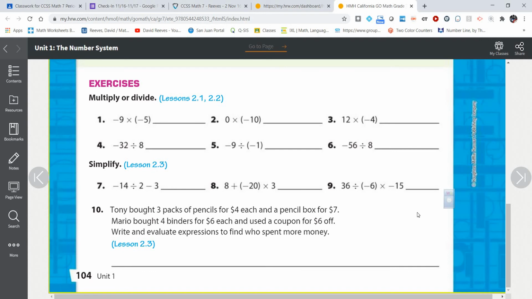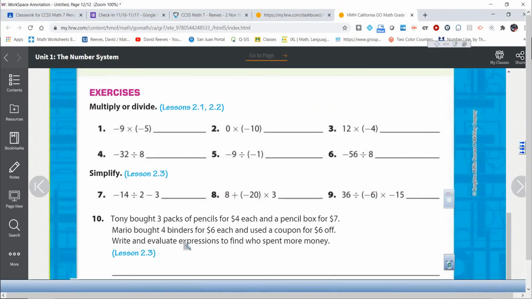Tony bought 3 packs of pencils for $4 each and a pencil box for $7. Mario bought 4 binders for $6 each and used a coupon for $6 off. Let's see who spent more money. All right, so if we have Tony, there's a name I can pronounce. All right, 3 times 4 is 12. Plus 7, right? So he spent a total of $19.